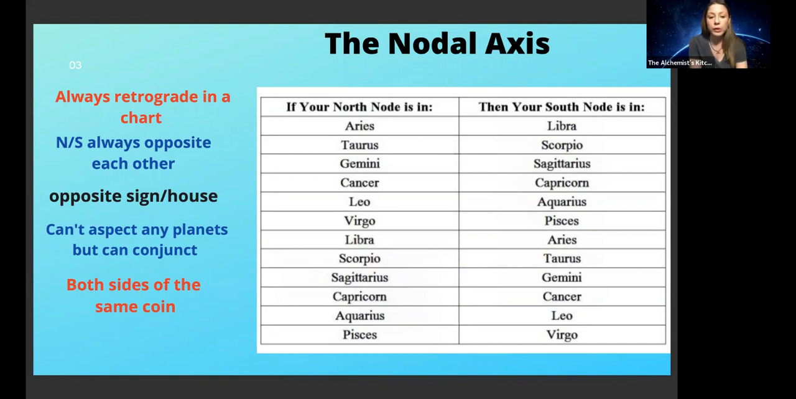Another thing that's really interesting is that the nodes can't aspect any planets. They can't square, they can't trine. However, they can be in the same sign as a planet, and so therefore that would be conjunct. So you can have your North Node in Aries in the 7th house and your Sun in Aries in the 7th house.